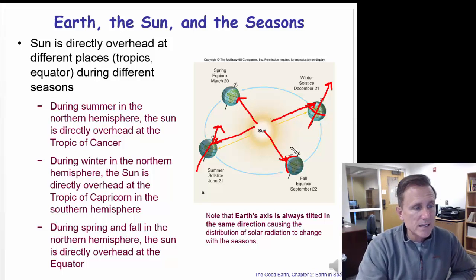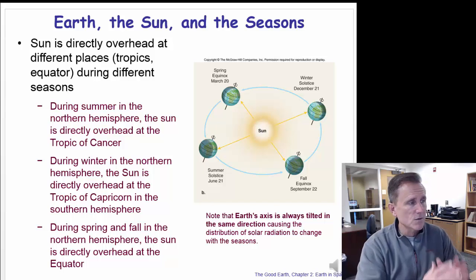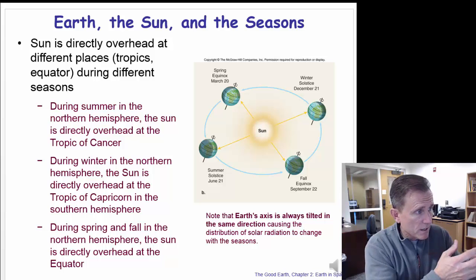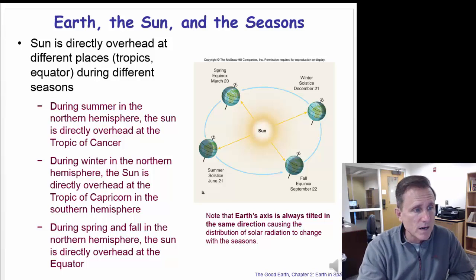The differences are based on the tilt, the curvature of the Earth in that situation. So in the spring and the fall, the entire hemisphere is receiving the same amount of insolation, and whether it's hot or cold depends on where you are on the globe. But in the winter and in the summer, it's that tilt of the Earth away from the sun or toward the sun which causes the difference in the temperatures that the area has. So the sun is directly overhead at different places, whether it's the tropics or the equator, during different seasons.